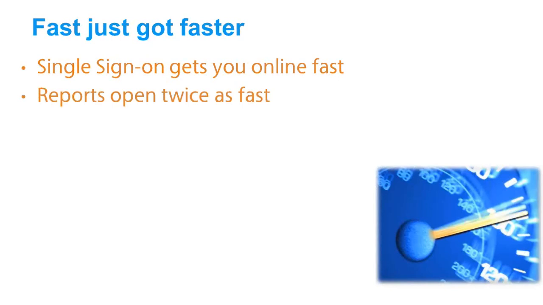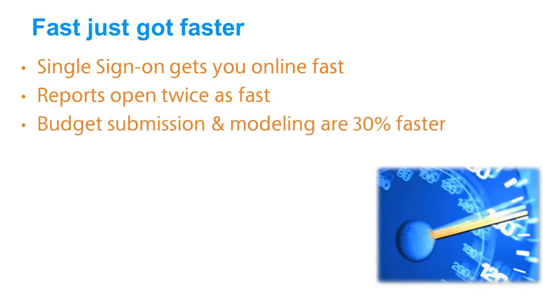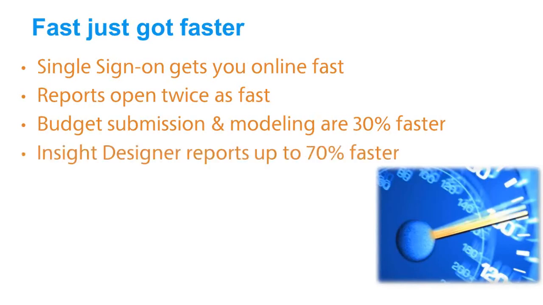The actual reports themselves, we've changed the way they're stored, they open twice as fast. So if you're opening, especially over a wide area network, or your large report, it just gets onto that screen so much faster. The whole area of budget submissions, if you're using Insight budgeting to control how you collect the data for your next budget cycle, that's got a lot faster now. The whole way of processing and writing data back is 30% faster than it was before.